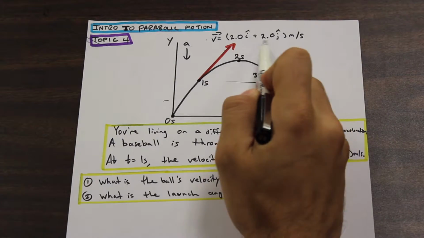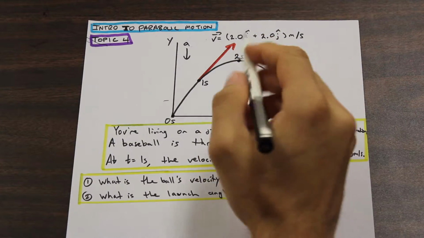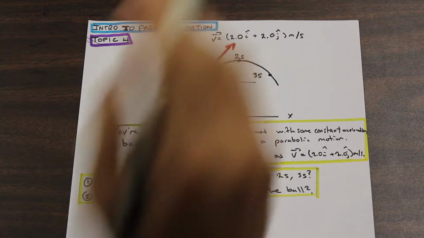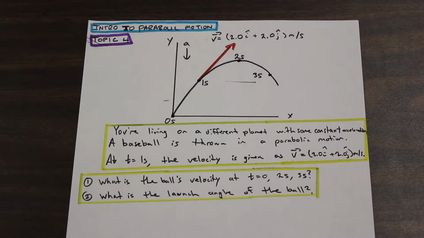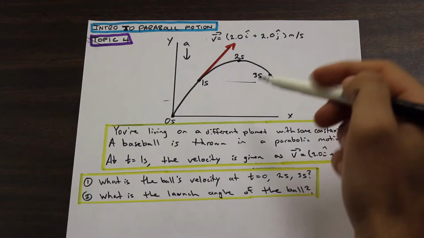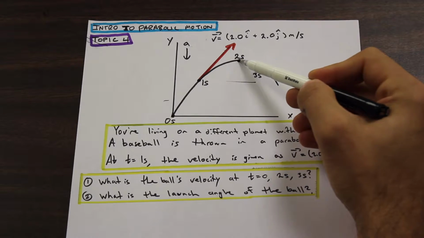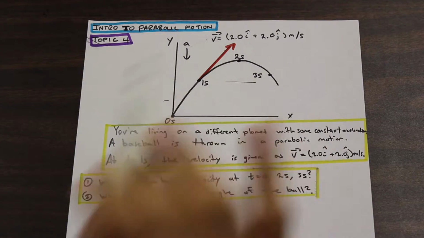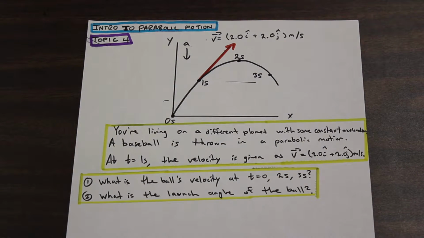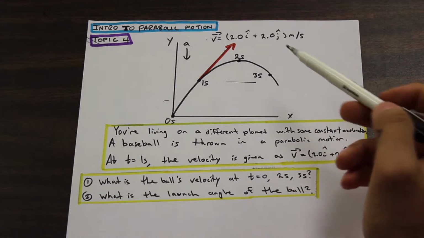So the 2j, all right? What we need to know is that at 2 seconds, the velocity in the y direction is equal to 0. That's very important, and that always comes up in these parabolic motion questions: the velocity in the y direction at the apex of the parabola is equal to 0. With that information, we can intuitively figure out what the acceleration is. Now let's go ahead and start solving this problem.